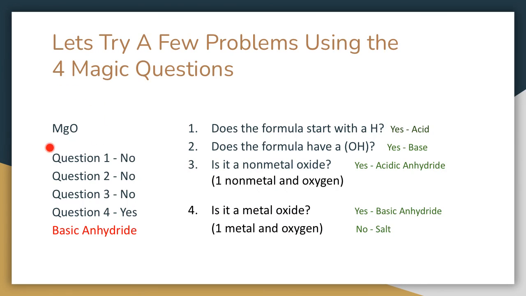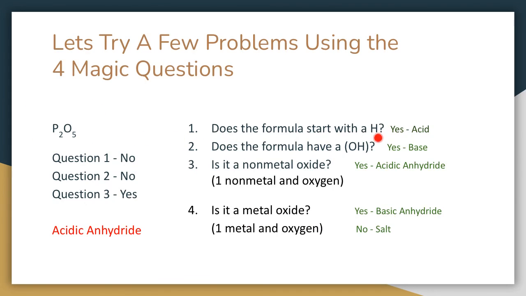Here we have MgO. Does it have a formula that starts with H? Nope. Does the formula have an OH? Nope. Is it a nonmetal oxide? Magnesium's definitely not a nonmetal, so that's a no. Is it a metal oxide? Metal? Oxygen? Yes! So therefore it's a basic anhydride.